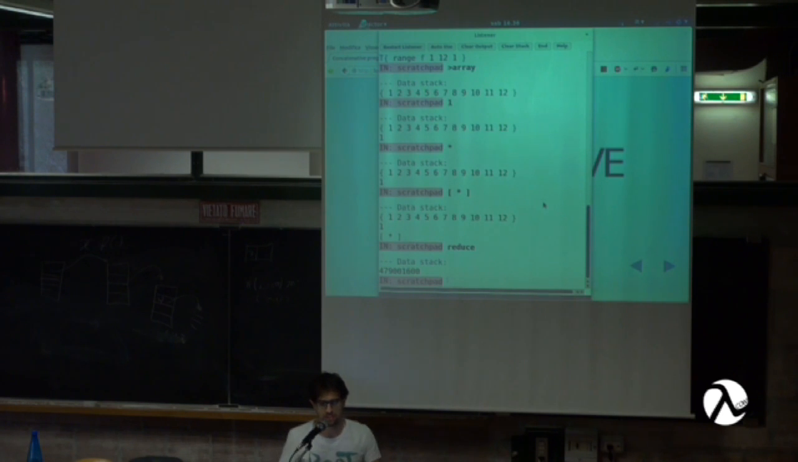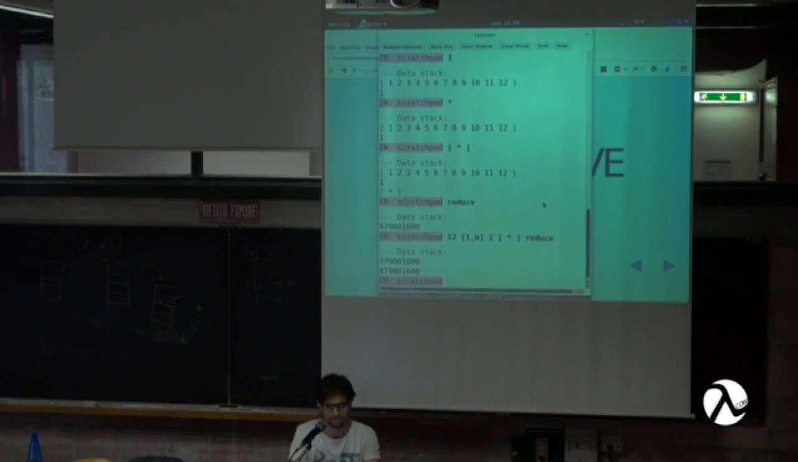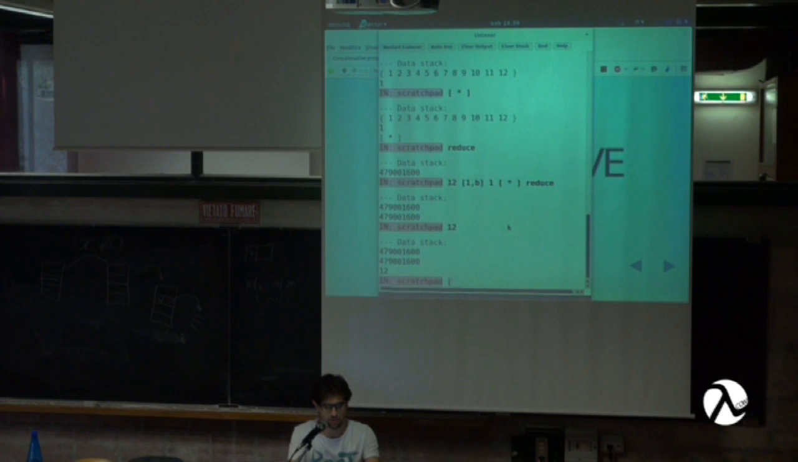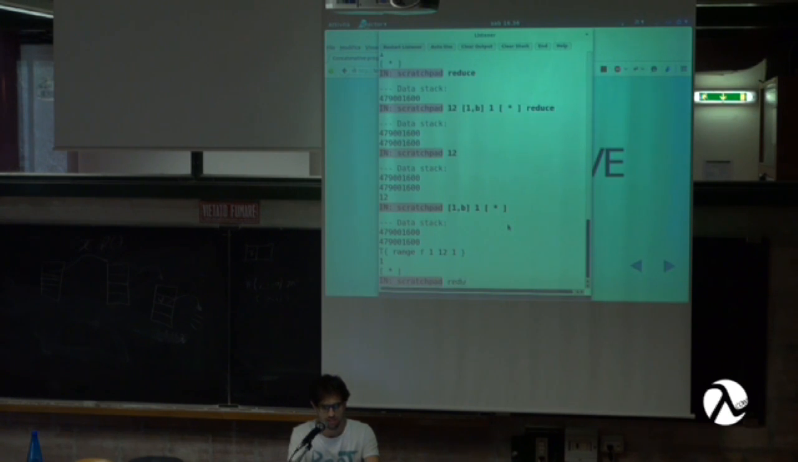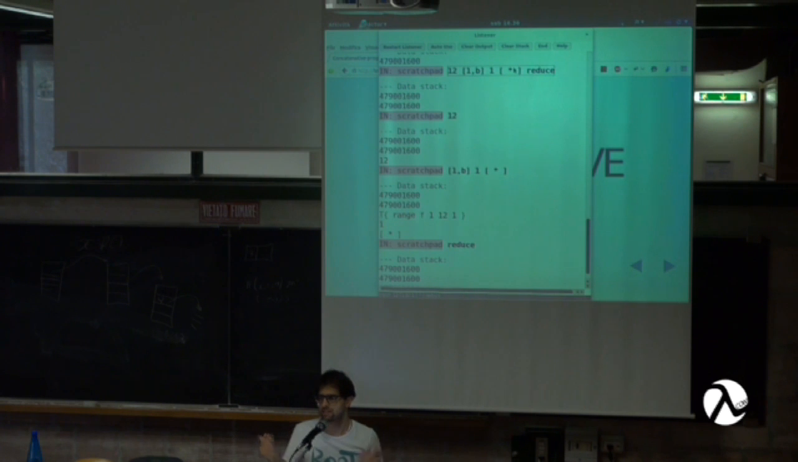So just to make sure that everything works, let me rewrite it in just one line. I had 12. I have this operation 1b that makes the list of numbers up to 12. Then I have 1, I have multiplication, and reduce. Now the nice thing about this is that this sequence of stuff is something that I can split wherever I want. Because of this compositionality, it's very easy to factor out parts of the operation. For instance, I could have written first 12, then 1b, then 1, and the multiplication, and finally reduce, or whatever. I can split these 5 tokens in the way I want.